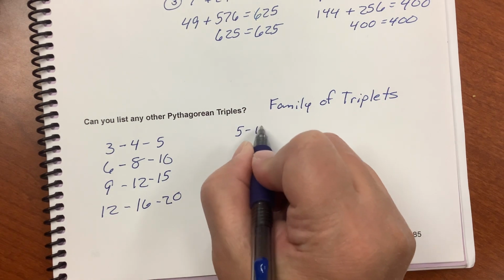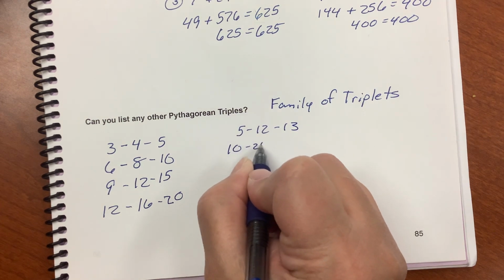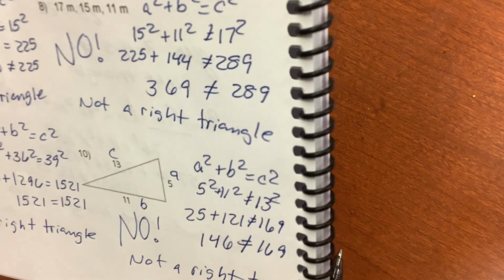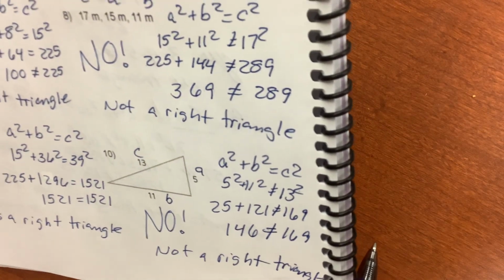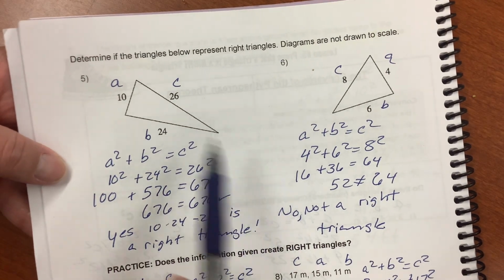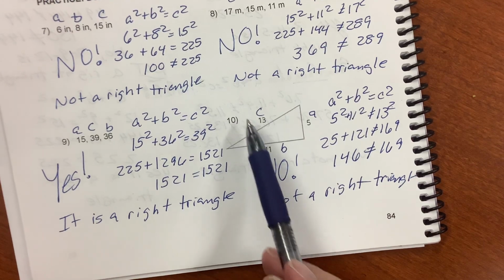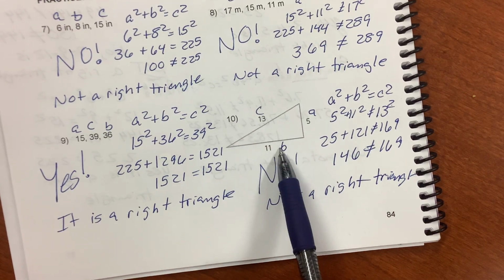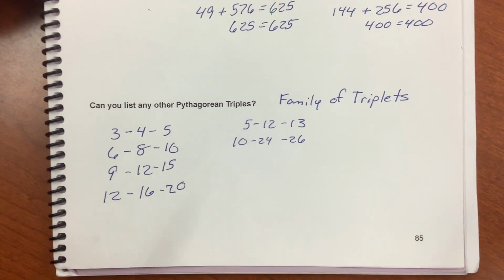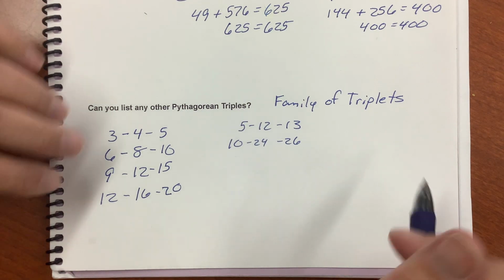5, 12, 13 times 2, 10, 24, 26. Now that was back here on this page, wasn't it? Yeah, here it is. 10, 24, 26. It's also proved that it's a right triangle. And 5, 12, 13 is how I knew this wasn't a right triangle, because 11 is not 12. I knew that wasn't going to work before I even did it, because 5, 12, 13 is the Pythagorean triplet.